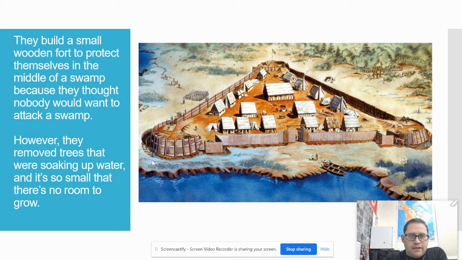They thought it'd be a great idea to do this in a swamp because the swamp would hopefully deter people from attacking them, which means deter means that people would go, "Ugh, I don't want to go attack somebody in a swamp. That's disgusting." So they thought that was a great idea to put their settlement someplace where people don't want to attack. However, they removed all those trees. They were soaking up water, and the area was so small that there was no place for the place to grow. They couldn't grow and make their colony much larger just because there's no way to support it.